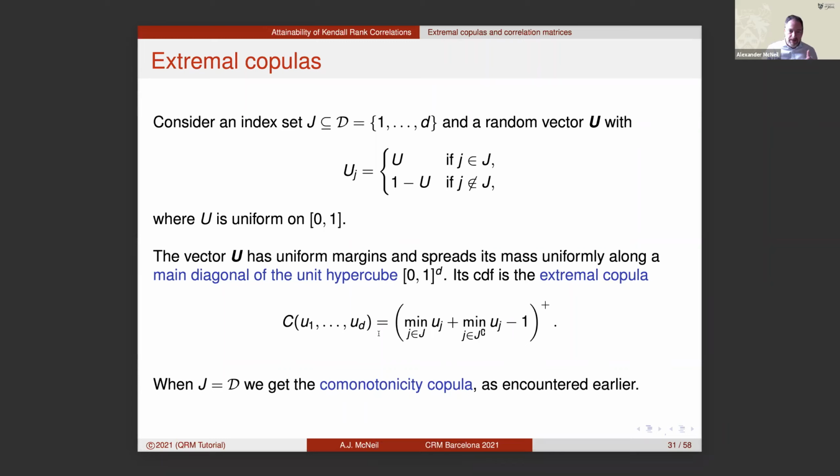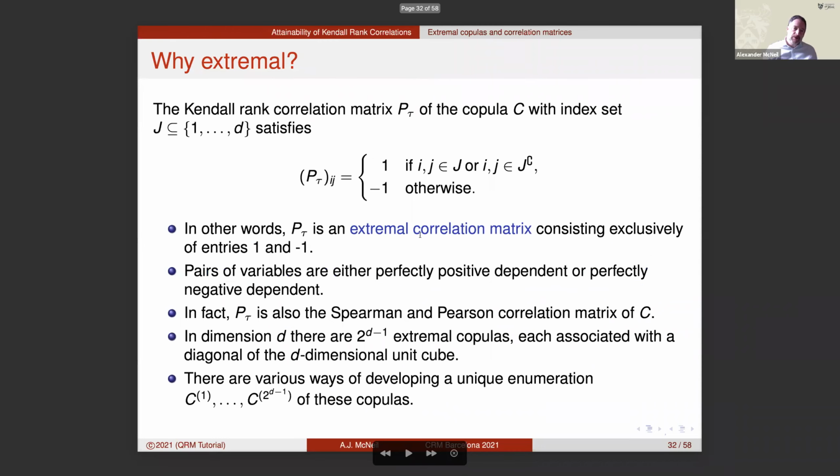Now, why is this called an extremal copula? Well, if you look at the construction, the elements of the vector are either U or 1 minus U, then you see that for the Kendall rank correlation matrix of the copula C with index set J, the elements are either 1 or minus 1. The ij element would be 1 if both indices were in the set J, or if both of them were in the complement of J.